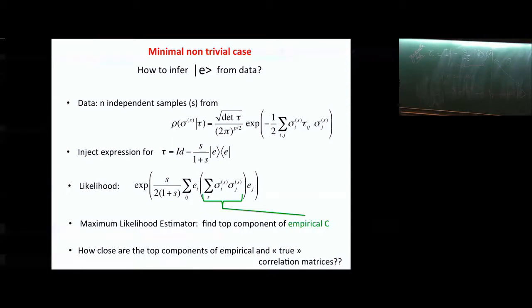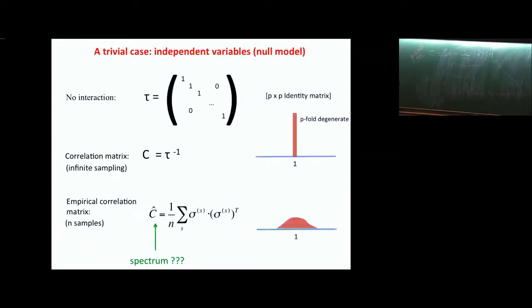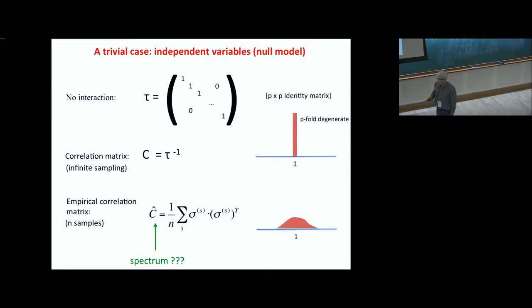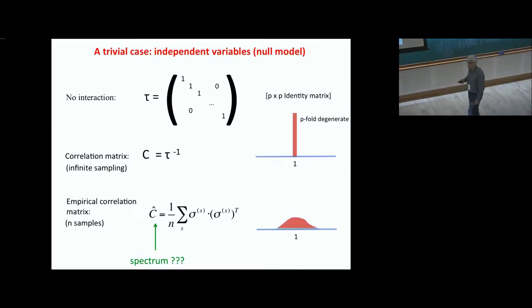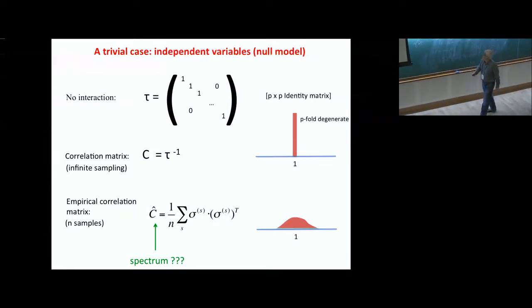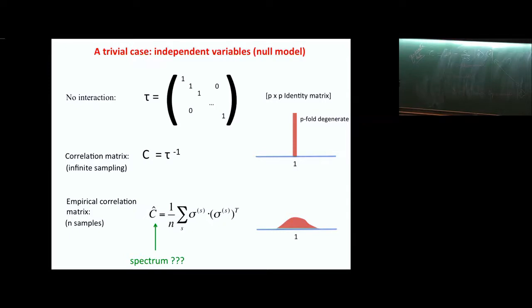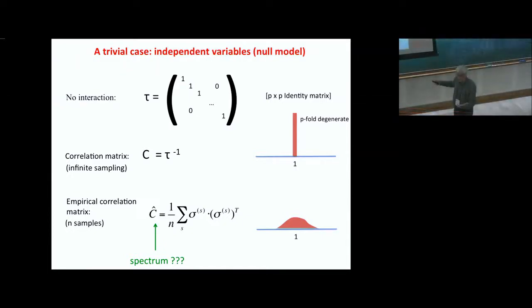Okay, so why is it not so easy to find back this E star? Why could E be different from E star? Let's have a little bit of intuition. Take again the case of no interaction at all. You have the identity matrix for tau. So for infinite sampling, or if I take the model, which is the same thing, I compute the covariance matrix tau minus one, all the eigenvalues of the correlation matrix are equal to one. So the spectrum is just a delta at lambda equal one.